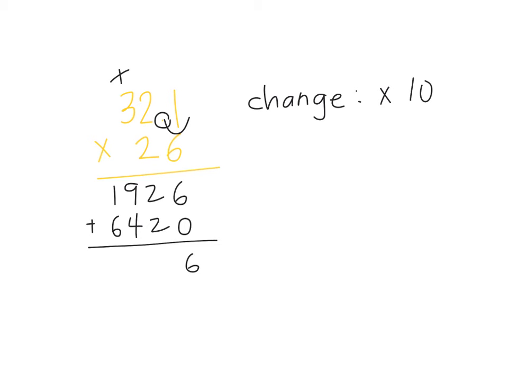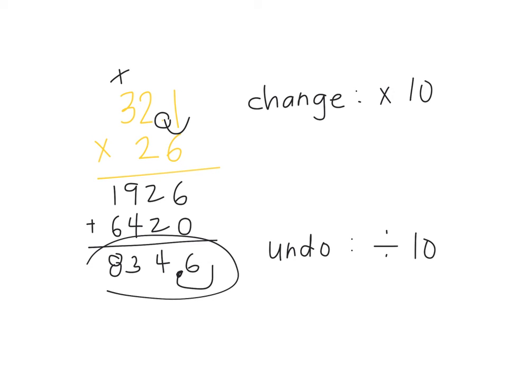If I add it all up, I get 8,346. What do I need to do now? Undo. What would my undo be? Divide by 10, which would give me 834.6. Am I happy with that? Yes. What makes me happy with that? Well, when I go back to the original problem, I would see that my original whole is 834.6, so I'm happy. That makes me feel like I did my work correctly.